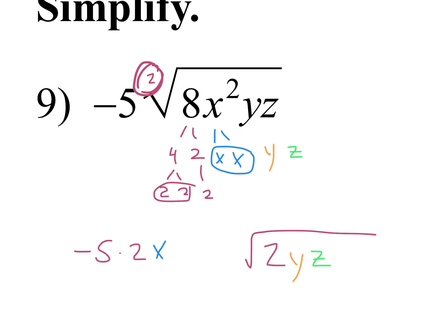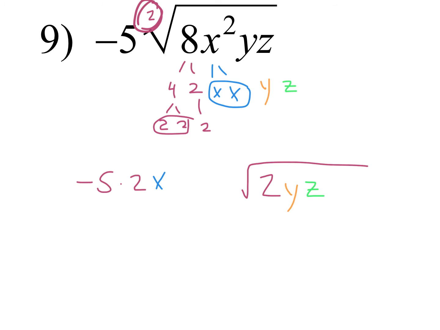Now we just want to multiply everything and put it together. So what's negative 5 times 2? Negative 10. And we have an x on the outside. And then we have 2yz on the inside. So this is our answer.